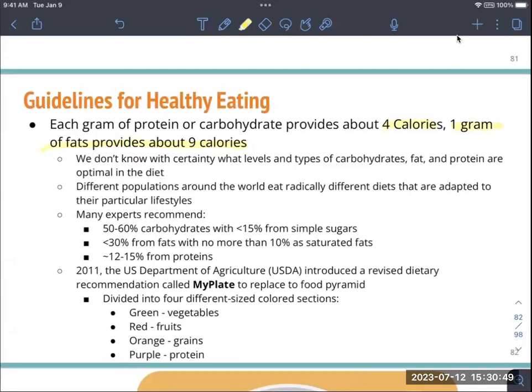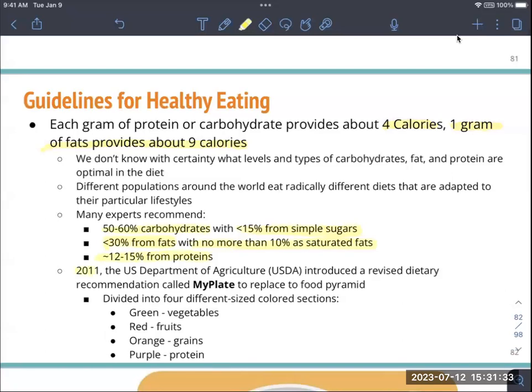But we don't know with certainty which types of carbohydrates, fats, or proteins are optimal in the diet because everybody is so different with what their body needs. Different populations around the world eat such different diets that are adequate to their lifestyle that it's really hard to make these types of recommendations. People say about 50 to 60% carbohydrates with less than 15% from simple sugars. We need less than 30% fats with no more than 10% saturated. And 12 to 15% of our total diet should be protein.